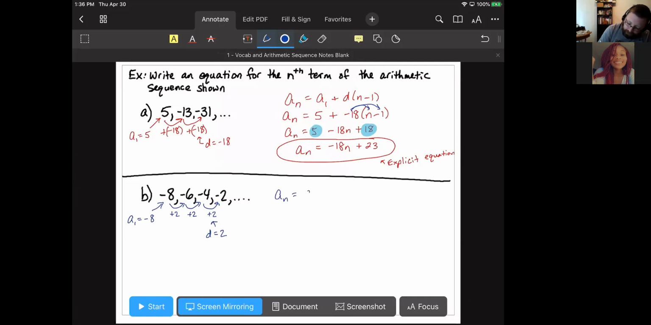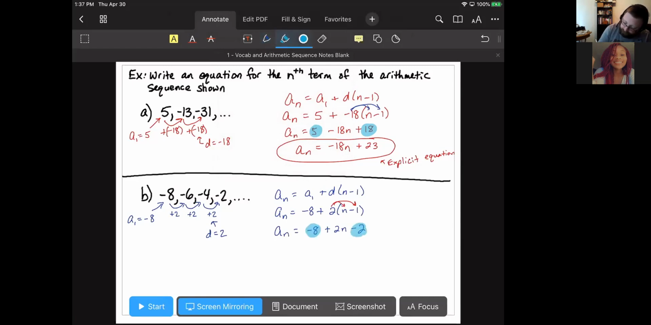Start with our generic equation for arithmetic sequence, which is A sub 1 plus D times n minus 1. Plug in what we know. We know the first term is -8. We know the common difference is 2. Distribute the 2. Gives us A sub n is -8 plus 2n minus 2.